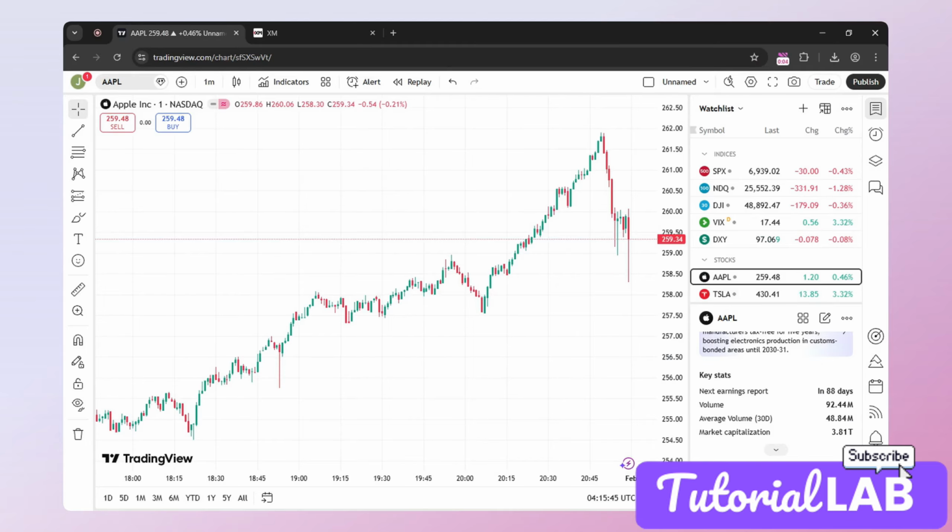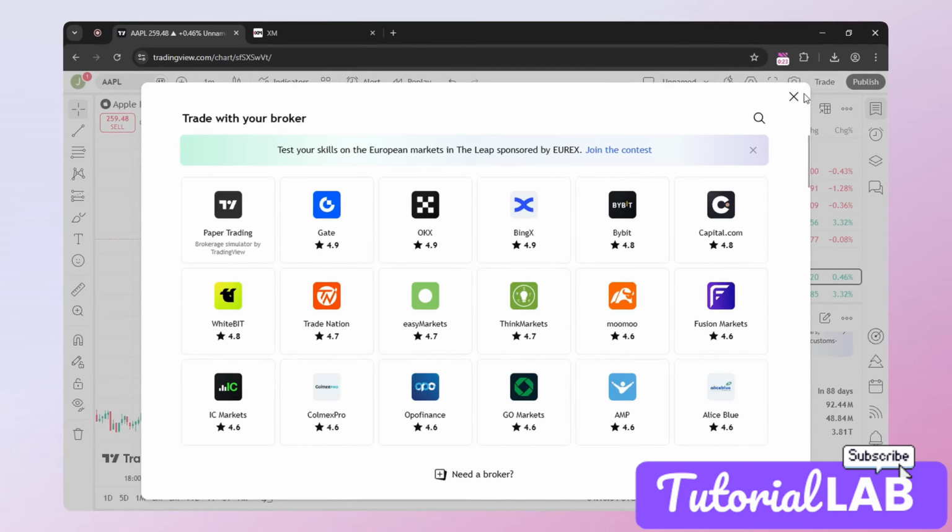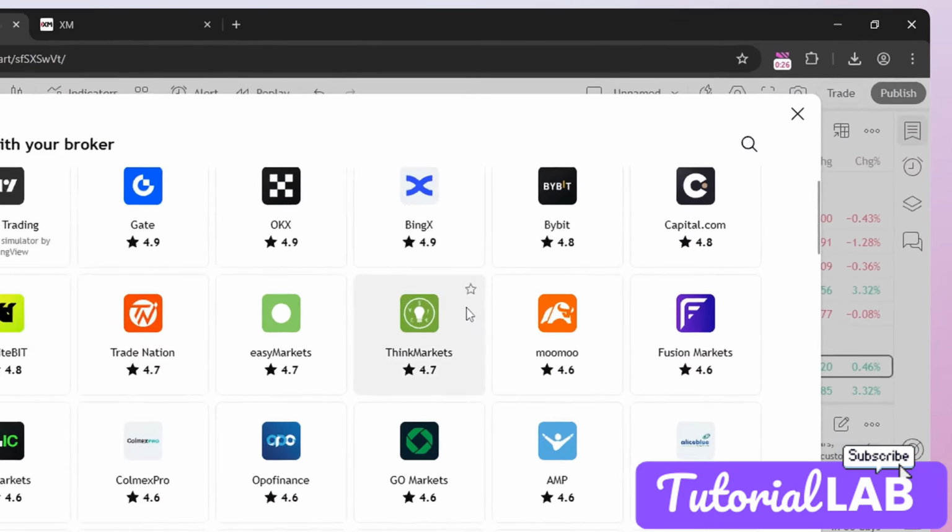Today we are addressing a common question. Can we connect XM to Tradingview? If we want to trade directly from Tradingview using our XM account, let's explore what is possible and discuss the best workaround. If we want to connect to a broker, we simply go to the trade panel and look for the broker we want to use.